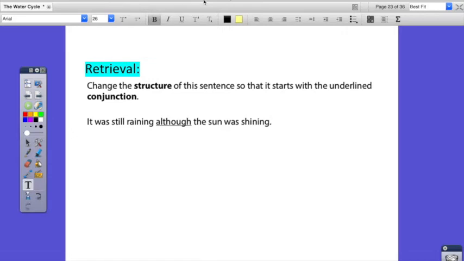Your grammar this morning is to change the structure of this sentence so that it starts with the underlined conjunction. So your sentence is, it was still raining, although the sun was shining. So although is a subordinate conjunction. How would you change the structure of that sentence so it starts with although? Pause the video and have a go.